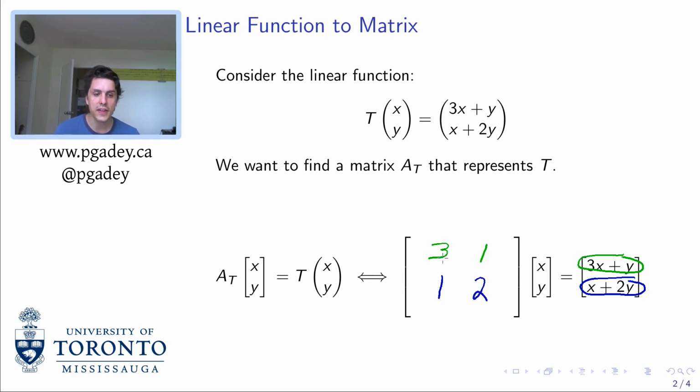When we multiply these rows against the column xy, we're going to get the exact same thing that we have on the right-hand side. One way to think of this process is we take the coefficients in the linear function on the right-hand side and we put them into the matrix on the left-hand side. Okay, now we've got a matrix that represents our linear function.